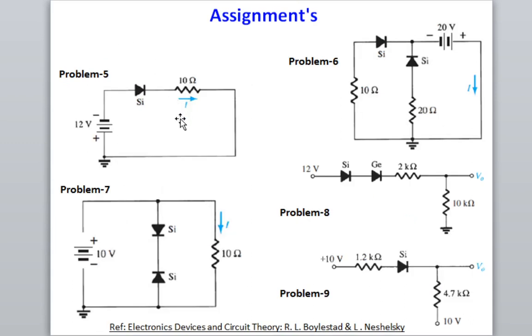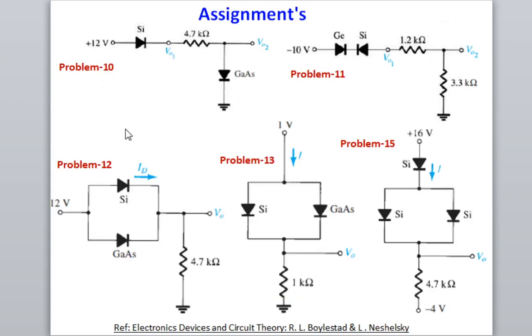Similarly, in another problem, you have to find out current across this resistance, current across this component, output voltage. Some more assignments, 5, 6, 7, 8, 9, and some more assignments, 10, 11, 12, 13, I think this is 14, so this is 14.